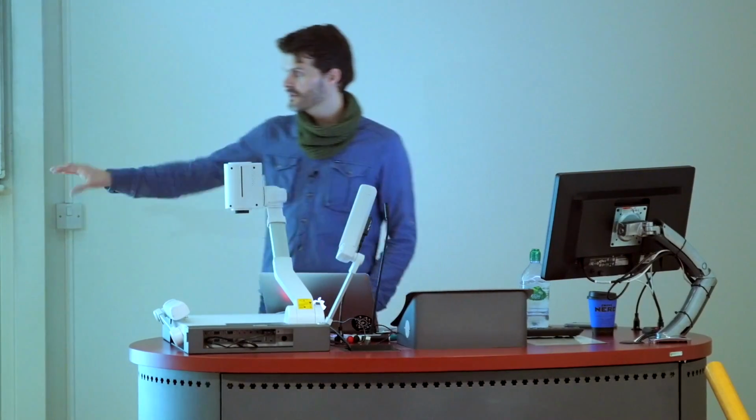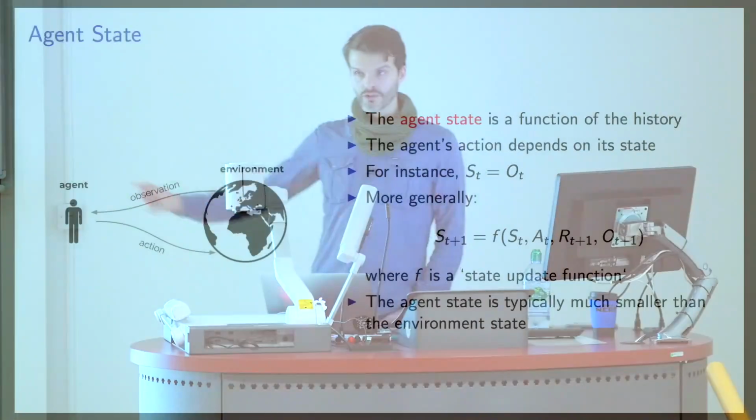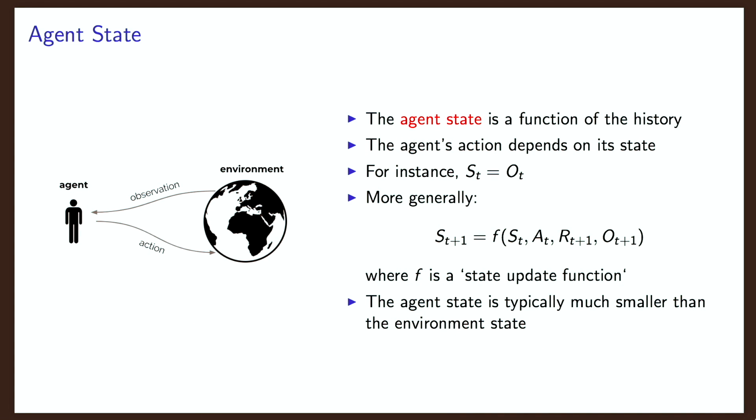Okay, so now we can talk about what the agent state then is. So the agent state, as I said before, is a function of the history. The agent action depends on the state, so it's important to have this agent state. A simple example is if you just make your observation the agent state. More generally, we can think of the agent state as something that updates over time. You have your previous agent state, you have an action, a reward, and an observation, and then you construct a new agent state. Note that, for instance, building up your full history is of this form. You just append things.